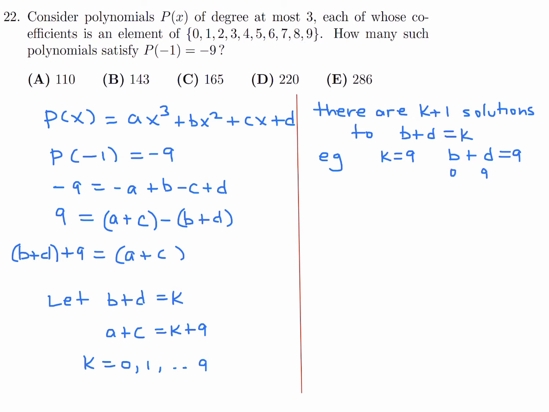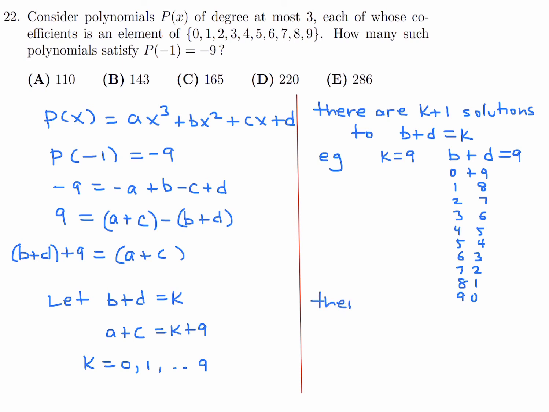Well, you can have 0 and 9. You can have 1 and 8, 2 and 7, 3 and 6, 4 and 5, 5 and 4, 6 and 3, 7 and 2, 8 and 1, and 9 and 0. And as you can see, that is 10, which is k plus 1. So it takes a little bit of thought there.